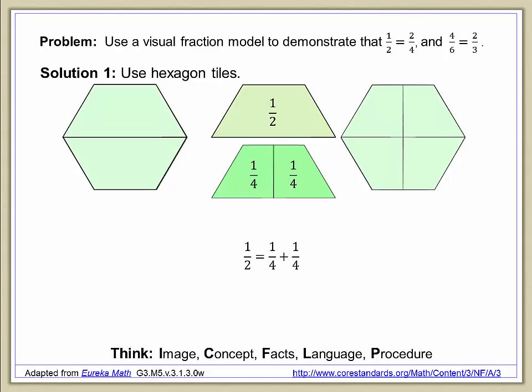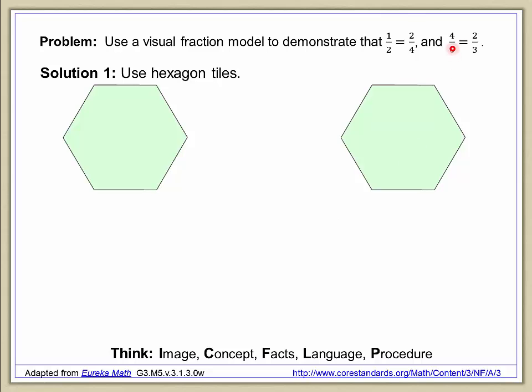And of course, it's helpful to add the symbols here to show that 1/4 plus 1/4 is 2/4. That's 2 of these units of a fourth. And so we get that 1/2 equals 2/4. In our second example, we're going to be working with sixths and thirds. So let's do the sixths first. We'll break this whole into 6 parts.